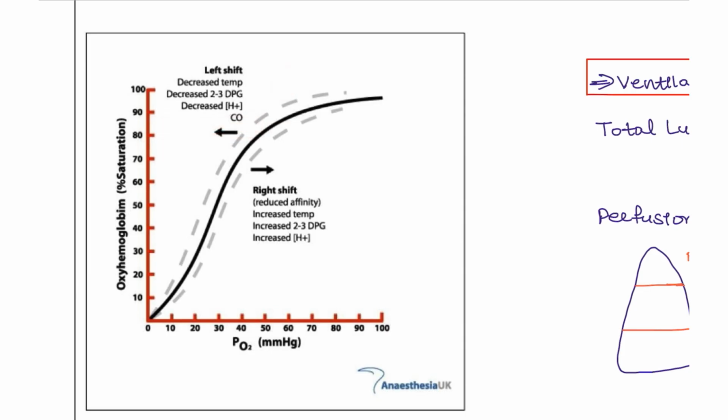So let's see some examples of the right side shift. Increased temperature, increased 2,3 DPG, and increased acidosis. These all cause the right side shift. And on the left side, opposite to that: decreased temperature, decreased 2,3 DPG, and decreased acidosis, indirectly alkalosis, and also carbon monoxide.